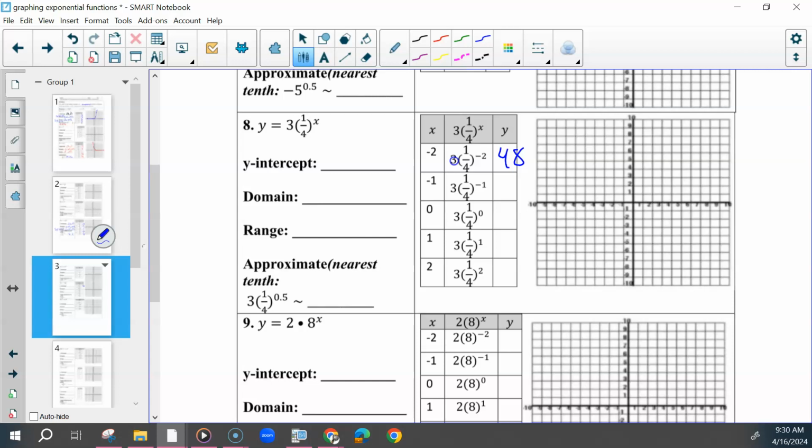Not quite. So 1/4 to the -1 would be what? The whole thing's going to be 12, because this would be 4 times 3. Right? 3 times 1/4 to the 0. Not 4, but close. Not 1 either. 3. This would be 1, and then we're multiplying by 3. And then 3 times 1/4 to the first.